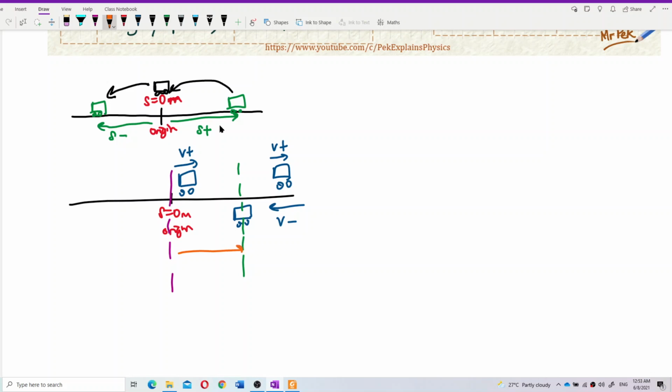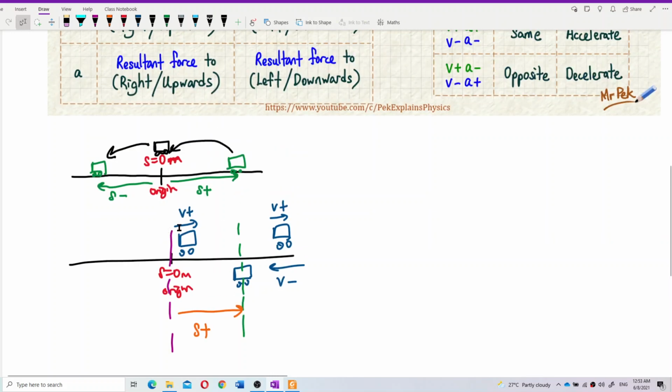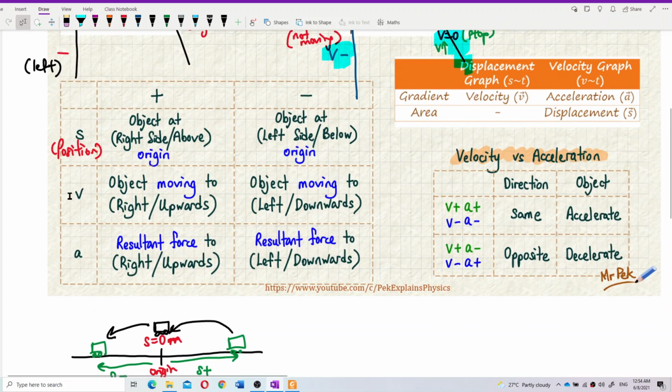Even though the object has moved to the left, finally when talking about displacement of the object at this position, the displacement is positive, because it is at the right hand side of the origin. But velocity, initially it has positive velocity, and then after that it has negative velocity. So velocity is more to the direction of the motion. Displacement is more to position.